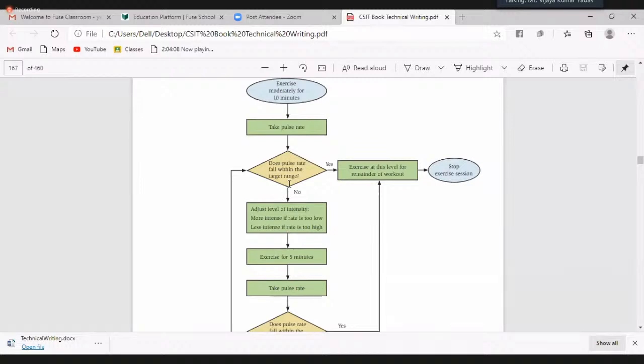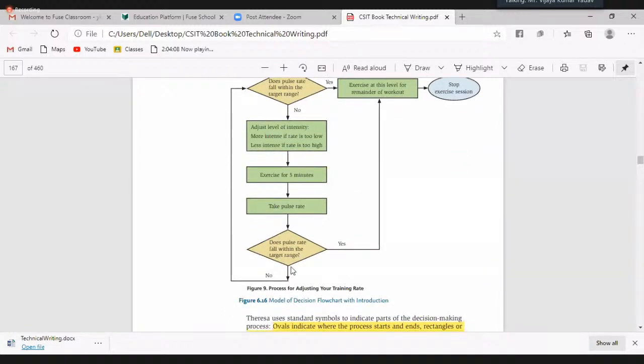Does pulse rate fall within the target range? If the answer is no, then you have to follow this process; you have to come down, isn't it? And if yes, then this side: exercise at this level for the remainder and then stop the exercise session. You do the exercise to some extent and then stop the exercise session. Then here the process ends, right? If the answer is no, then you proceed.